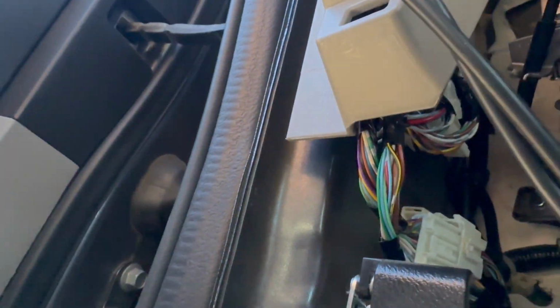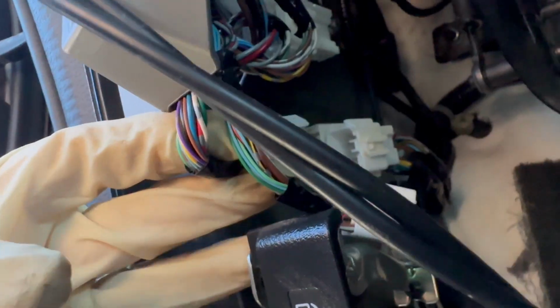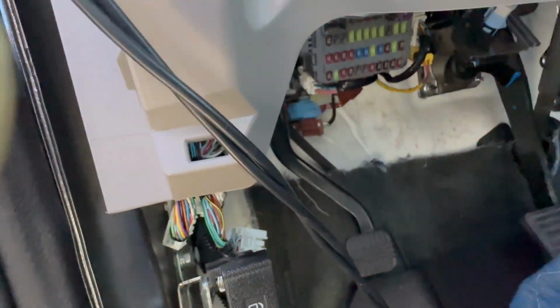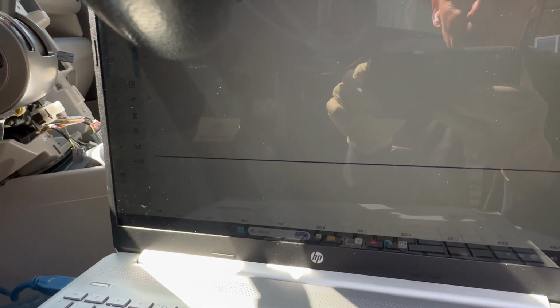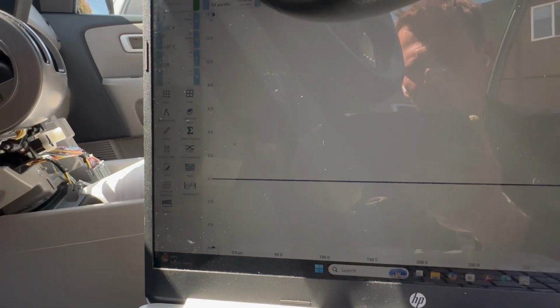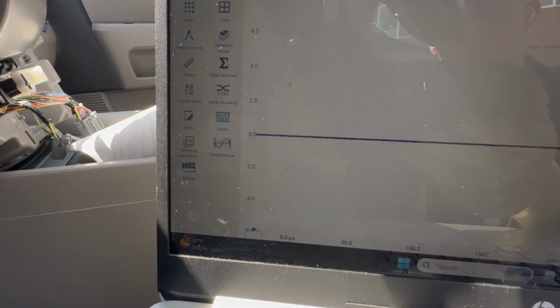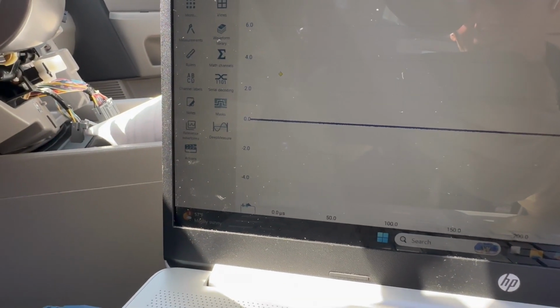All right, so disconnect this connector here, which leads to the back power liftgate module. That's a jumper harness or junction harness connector. Separate the dash harness and the floor harness. You see there, drop to 0 volts.